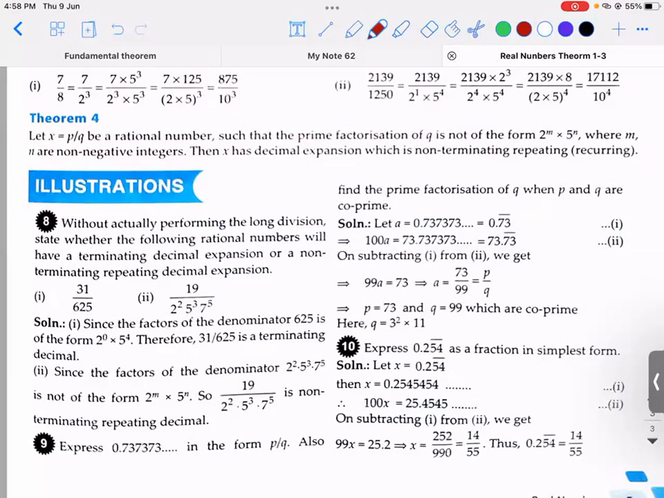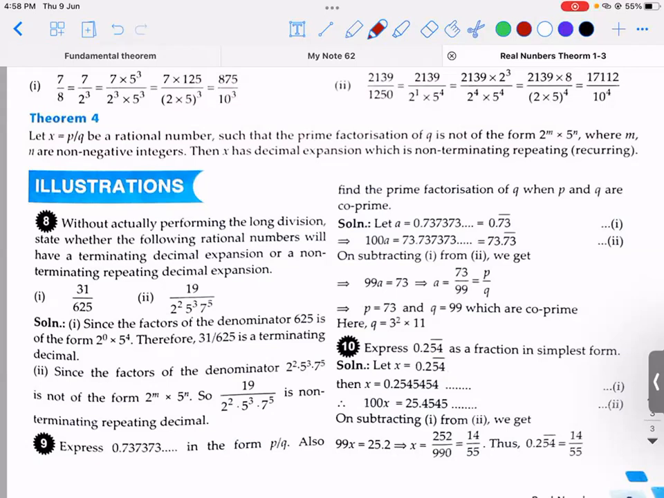Suppose you take 31 divided by 625. 31 and 625, are they co-primes or not? Are they co-primes? So 625, how will you write it? 2 power 0 into 5 power... 125 into 5. 5, 25, 125, 625. So 5 power 4. So it has a terminating decimal value, right?